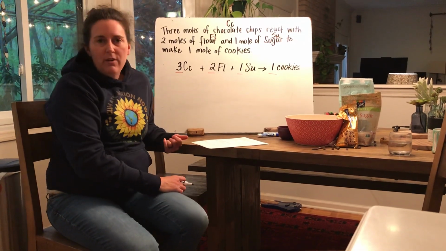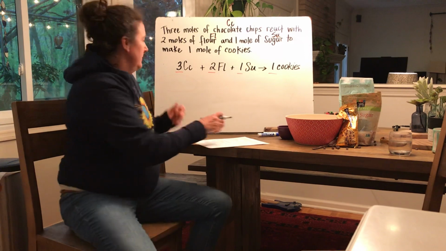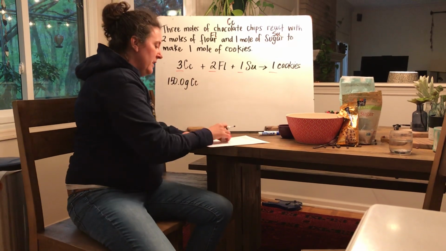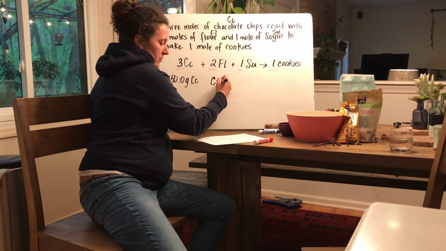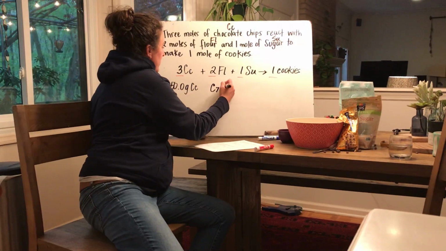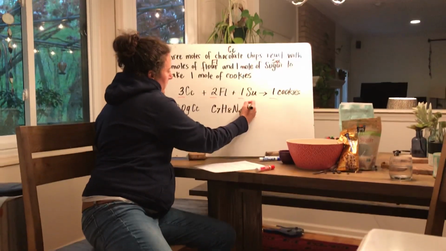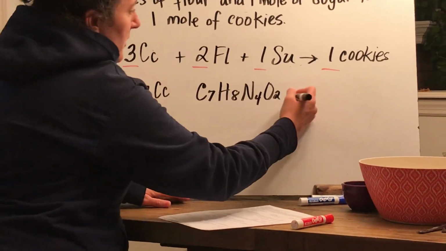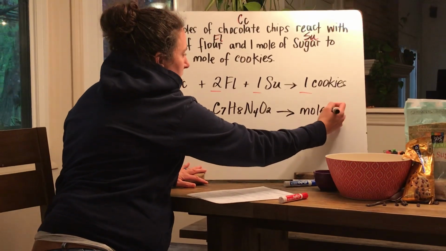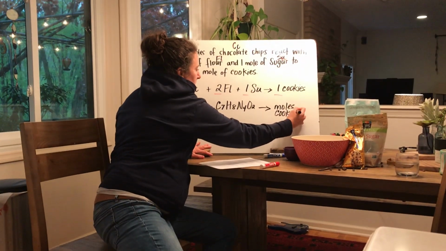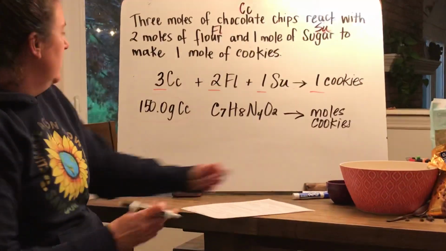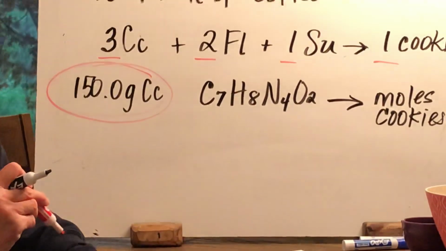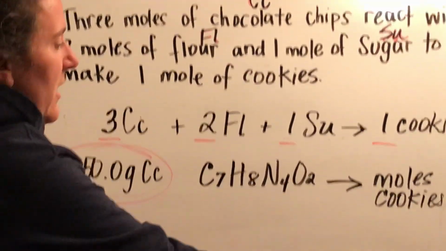So let's say that you have approximately 150 grams of chocolate chips, and I were to give you the formula for chocolate chips, which is C7H8N4O2. And I asked you to convert from grams of chocolate chips to moles of cookies. So in this problem, the given is what you know: 150 grams of chocolate chips. And what you don't know is obviously your unknown.